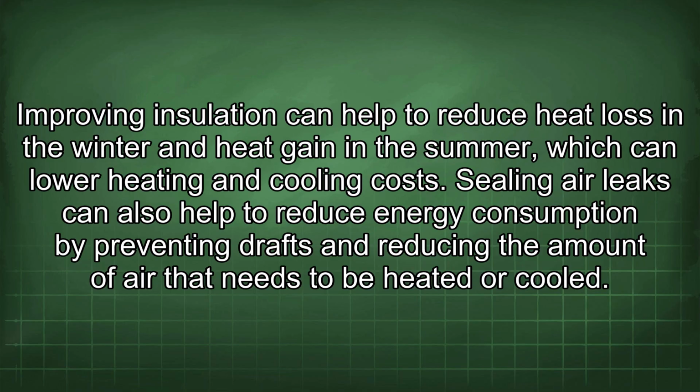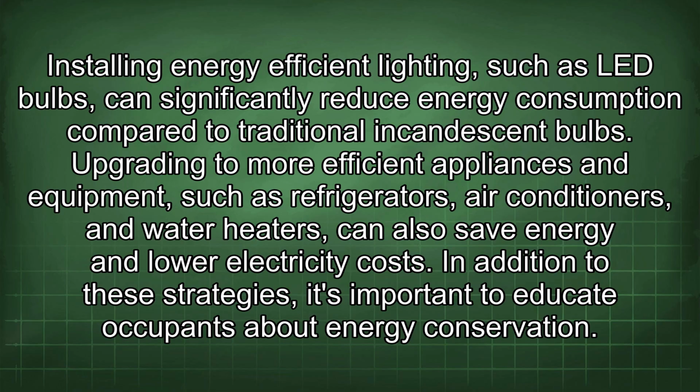Improving insulation can help to reduce heat loss in the winter and heat gain in the summer, which can lower heating and cooling costs. Sealing air leaks can also help to reduce energy consumption by preventing drafts and reducing the amount of air that needs to be heated or cooled. Installing energy-efficient lighting, such as LED bulbs, can significantly reduce energy consumption compared to traditional incandescent bulbs. Upgrading to more efficient appliances and equipment, such as refrigerators, air conditioners, and water heaters, can also save energy and lower electricity costs.